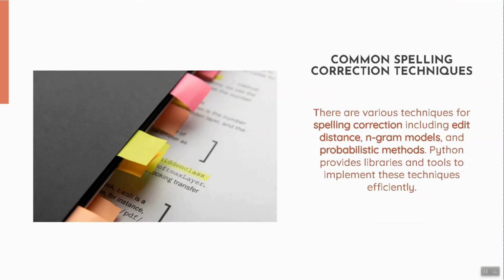Next up, let's dive into some common techniques used for spelling correction. We'll be exploring concepts like edit distance, N-gram models, and probabilistic methods. Don't worry if these terms sound unfamiliar. We'll not be using all these terms, but we'll break them down and see how Python helps implement them effectively.